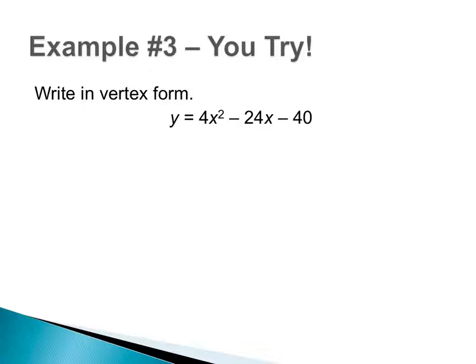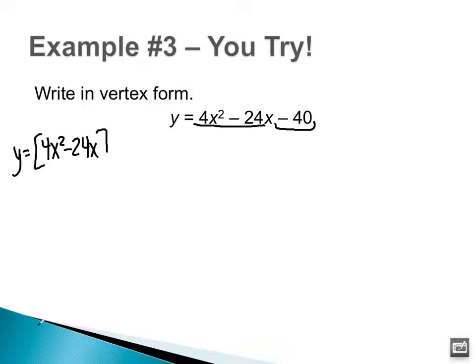Okay, welcome back. Hopefully you've tried this one. We're going to go through it together now. First thing that you should have done is separate the x's from that -40. So I'm going to do that now. Okay, now we have a 4x squared, we want 1x squared. So you need to factor out a 4. I'm going to leave myself some room since I'm going to complete the square.